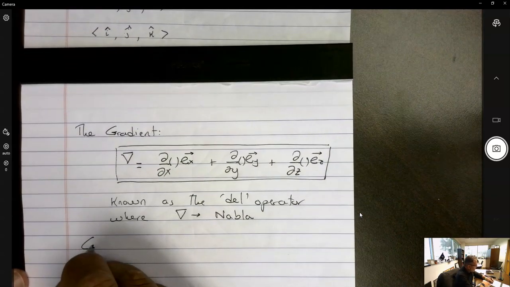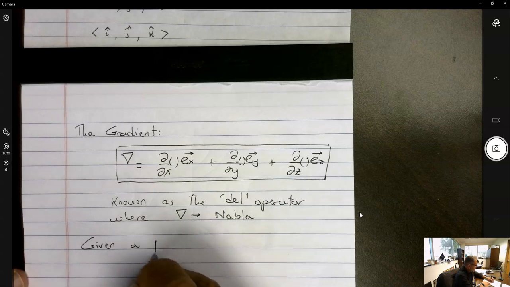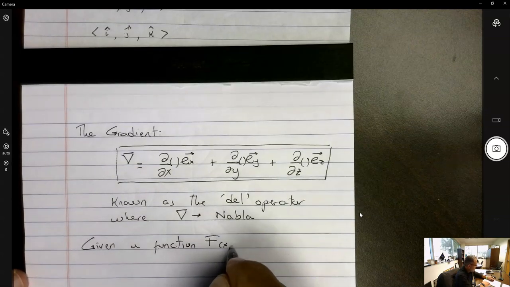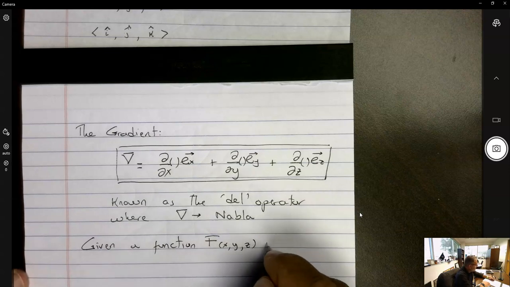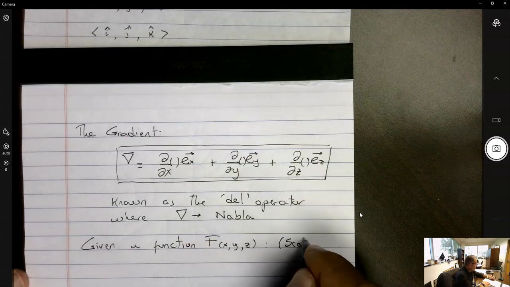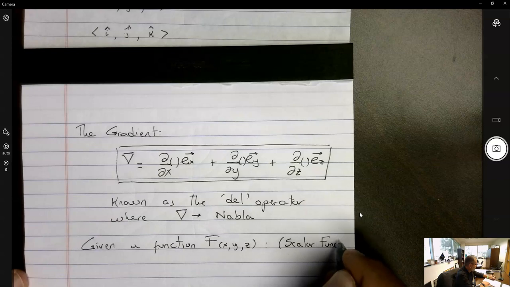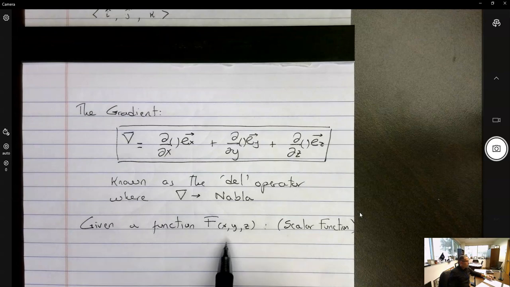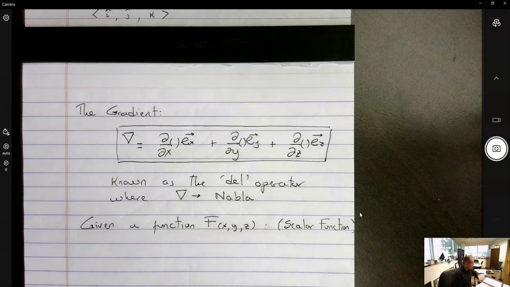So, for example, given a function f of x, y, and z, and we're going to denote this as a scalar function. Okay, now we're looking at a function of 3 variables. Not z as a function of x and y, but a whole function of x, y, and z. What could this be, and what could be scalar? Again, a field. For example, the temperature field. The temperature in this room.